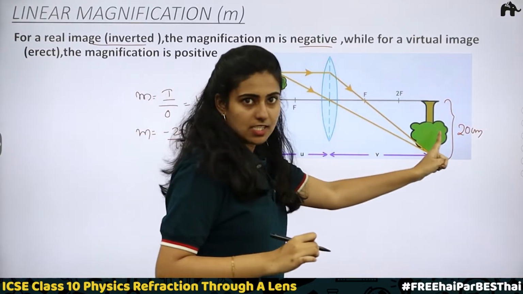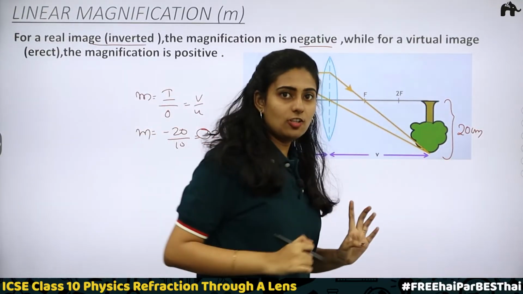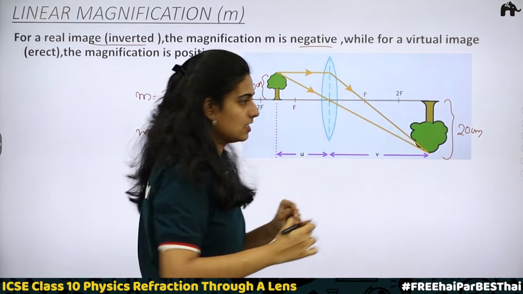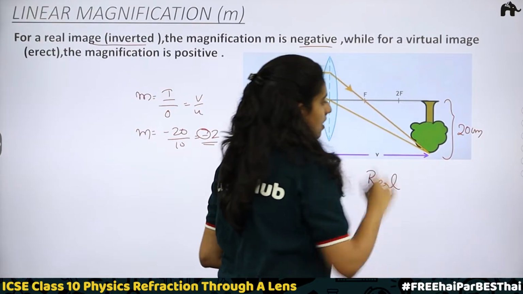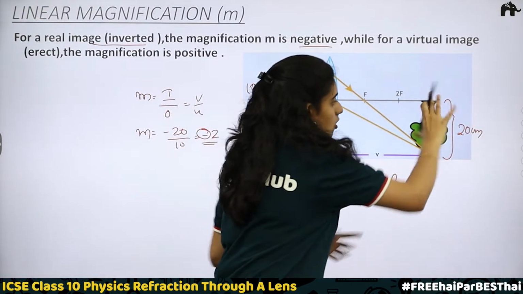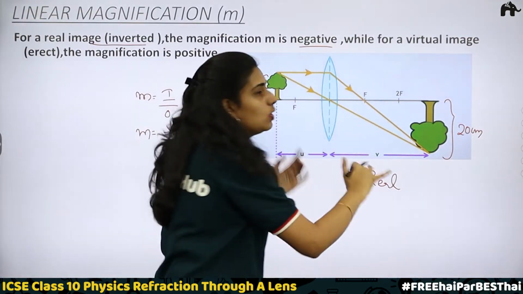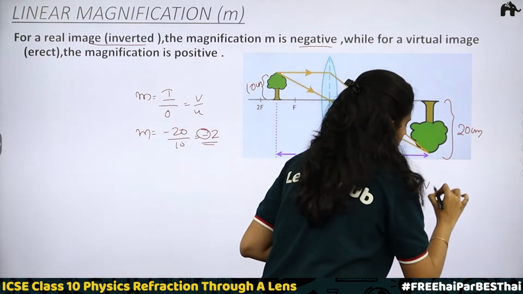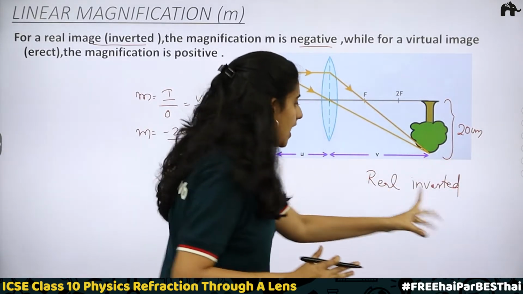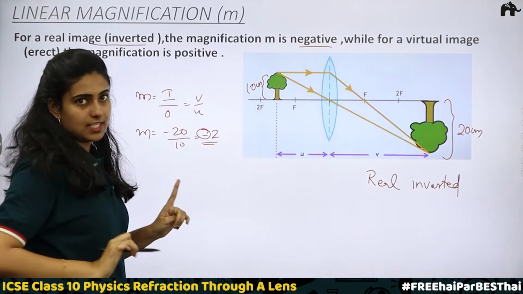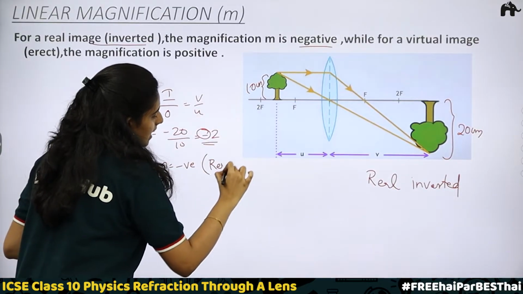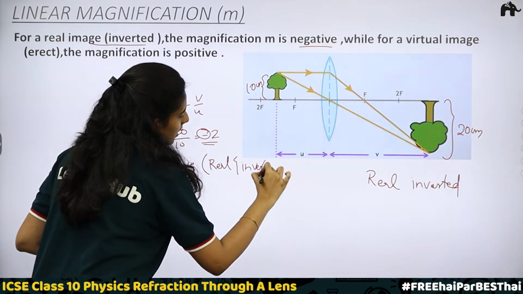When you check this image, you can see that this image can be obtained on a screen. Real images can be obtained on a screen. It is on the opposite side of where the object is. Image formed is a real image. Real images, we know they are inverted. So here you have the object and the image formed is upside down. It is formed below the principal axis. It is an inverted image. Real and inverted image is formed, so that we are getting the magnification value negative. So remember, if magnification is negative, then the image is real and inverted.